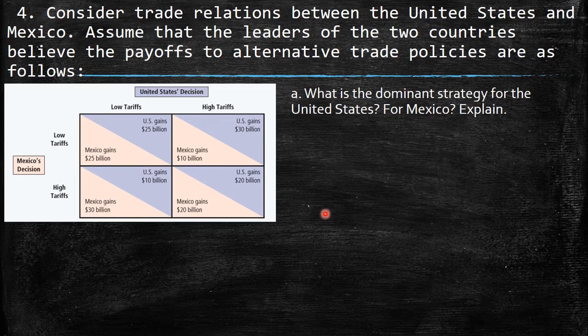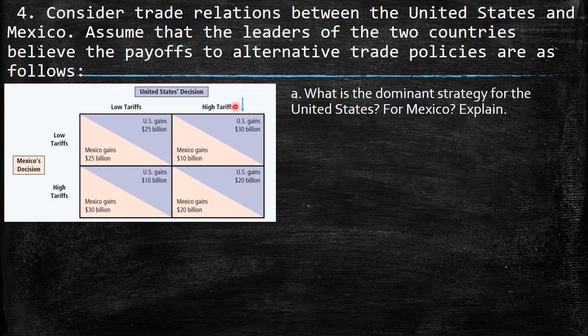So here, let's start to analyze the situation for the US. If Mexico moves with low tariffs, the United States' decision should be high. Why? Because it's better for them to get 30 billion instead of 25 billion. What if Mexico's decision is high tariffs? It should be better for the US to move with high tariffs because they will get 20 instead of 10 billion. So automatically we verify that the dominant strategy for the US is high tariffs.